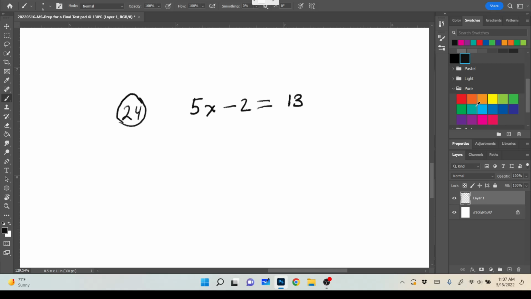What are we going to do now? We are going to add the 2. That's absolutely correct. Then we bring down what's left. So 5x equals 3 times 5, equals 15. Now what do we do?